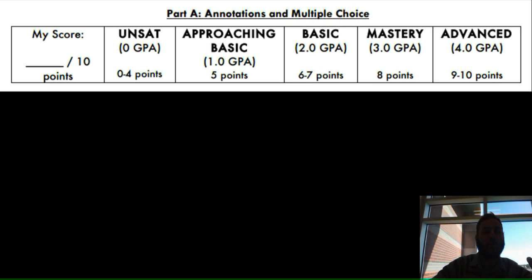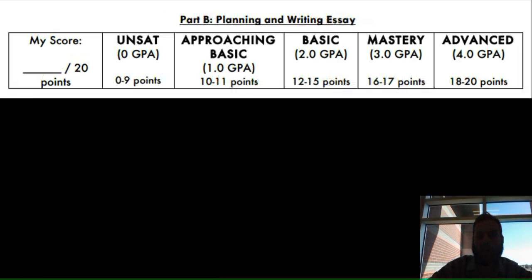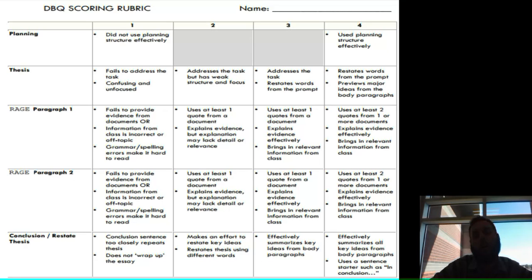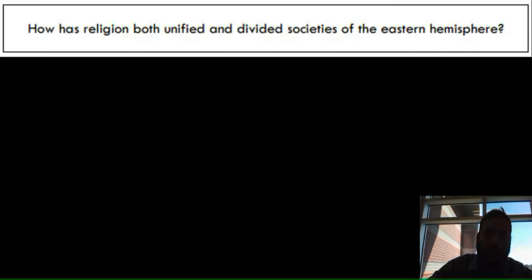So remember that part A is worth 10 points, and that part is annotations and multiple choice, which we're going to do today if you haven't already. So here's how this is going to work. Basically, you should have your annotations complete at this point.